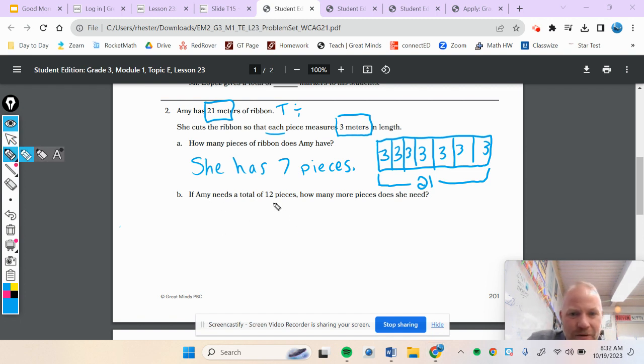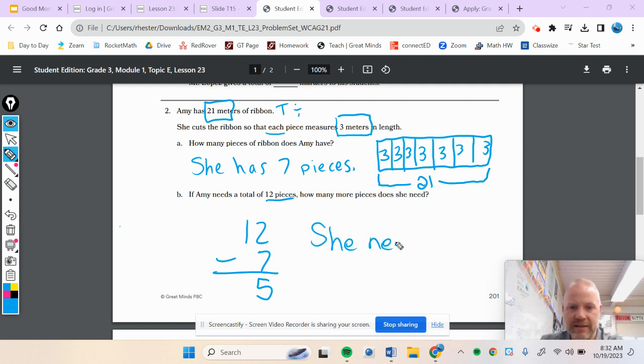If Amy needs a total of 12 pieces, how many more pieces does she need? So she has 7, but she needs 12. We know the total, so we're not adding, because adding makes a total. So we're taking 12 and subtracting 7 to see the difference, or how many she needs. 12 minus 7 is 5. So how many more does she need? She needs 5 more.